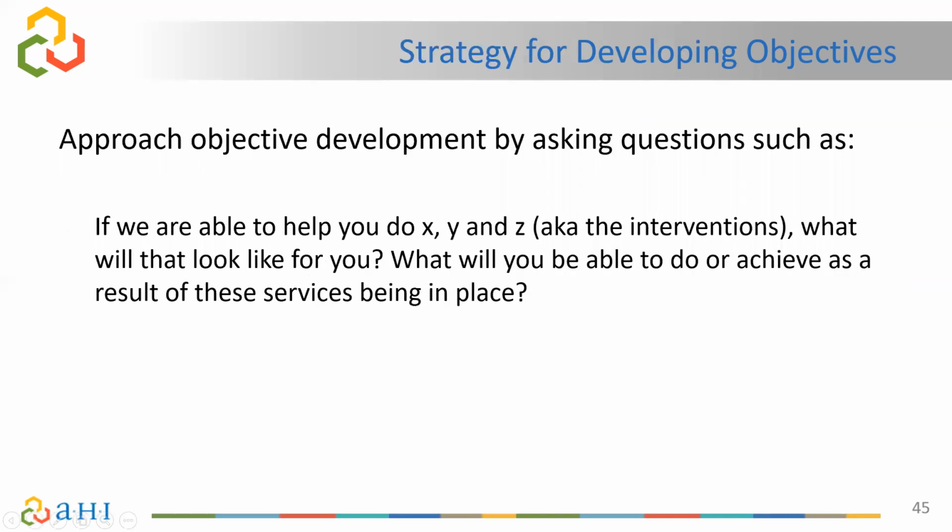So when we're developing objectives, we should have a strategy. We like to look at it as the approach that's described here. If we're able to help you do X, Y, and Z, which we're saying are the interventions, what will that look like for you, the person that's receiving the service? What will you be able to do or achieve as a result of services being in place?